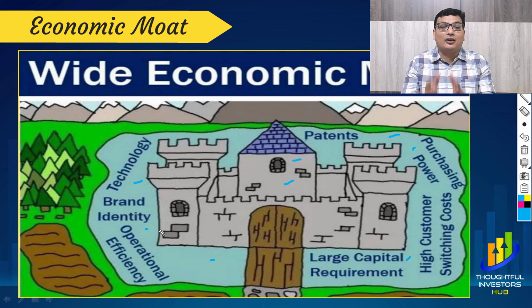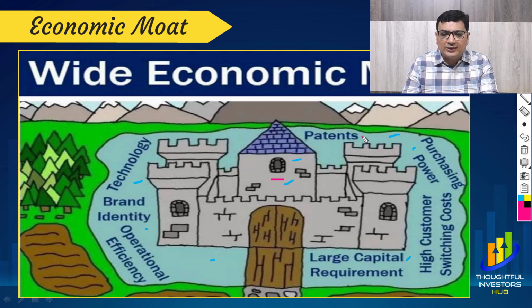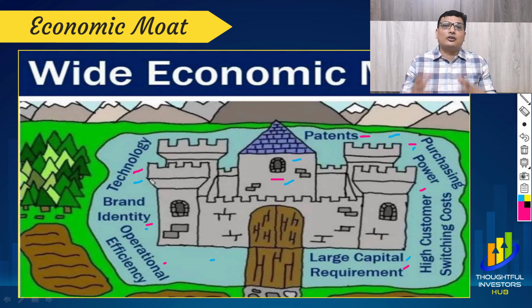Similarly for a company, suppose this company is, for example, TCS. Now this TCS company is surrounded by this water. For TCS, the water is things like patents, purchasing power, higher customer switching costs, large capital requirements, operational efficiency, brand identity and technology, which are some of the strengths of the company.